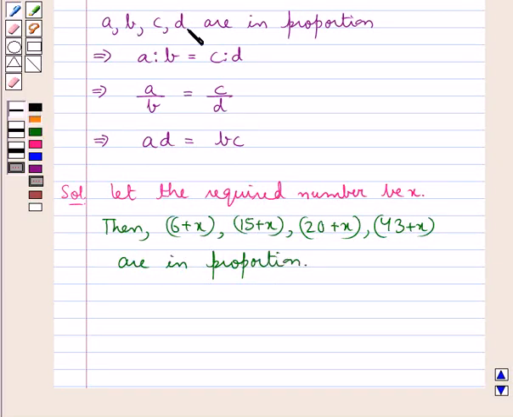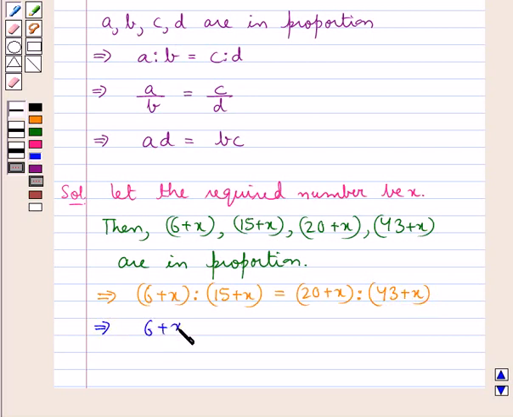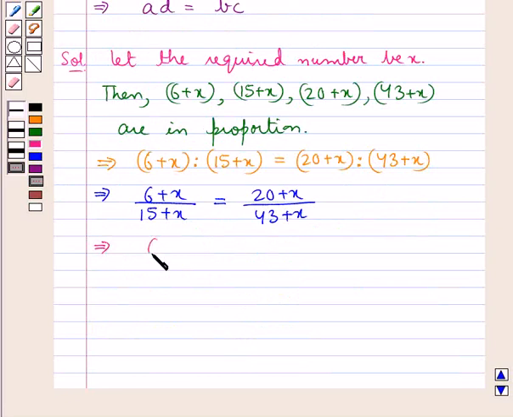Now using the key idea, we get that 6 plus x is to 15 plus x is equal to 20 plus x is to 43 plus x. This means 6 plus x upon 15 plus x is equal to 20 plus x upon 43 plus x. Then we can say that 6 plus x the whole multiplied by 43 plus x is equal to 20 plus x the whole multiplied by 15 plus x.